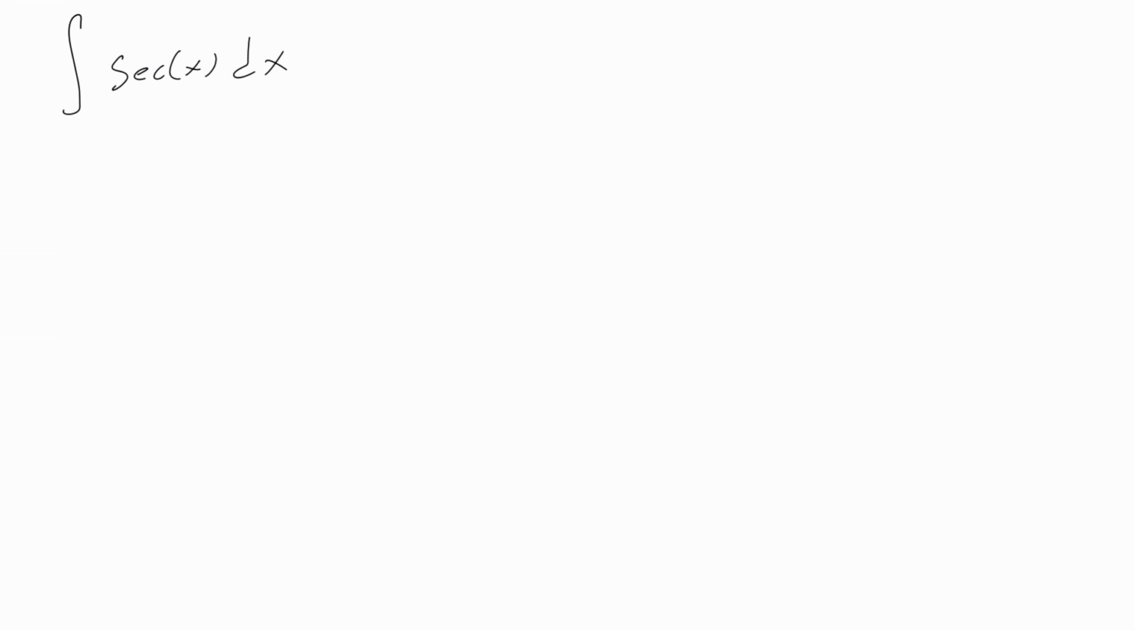So you and I both agree, surely, that I can multiply by 1 and I don't change anything, right? The integral of secant of x is the same as the integral of 1 times secant of x.